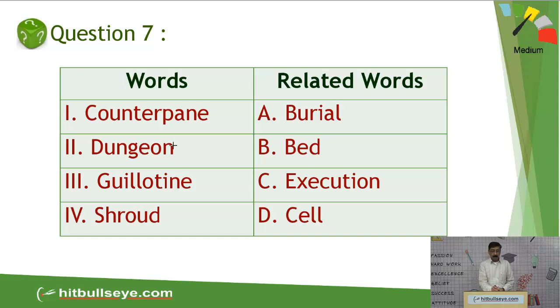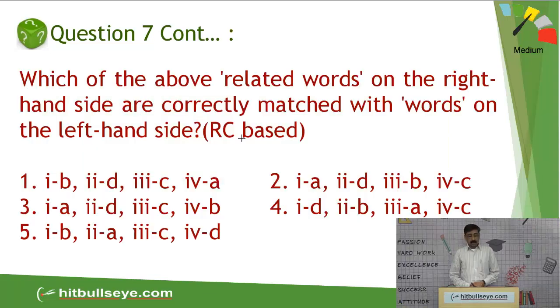For example, I know dungeon will go with cell, guillotine will go with execution. Now pick up the choice where second is going with D and third is going with C. So we have got two options, two close options, first and third. We just need to check 1B or 1A. And if your vocabulary is above average and you read the passage, you will find the line clearly mentioned that 1 is going with B.